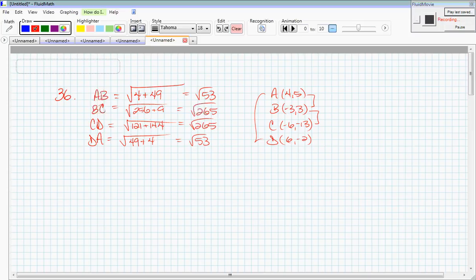So what we have is consecutive sides congruent, but opposite sides not congruent. So in this case, we do have a kite. Again, by definition, using the distance formula. And that's how you solve question 36 from the geometry homework.